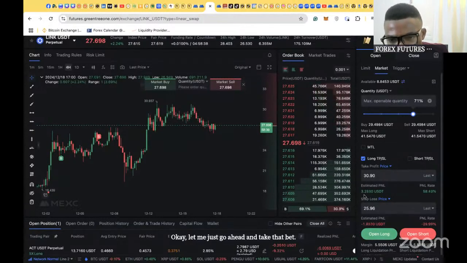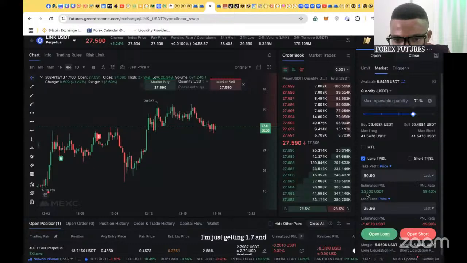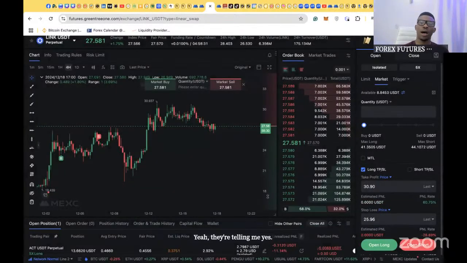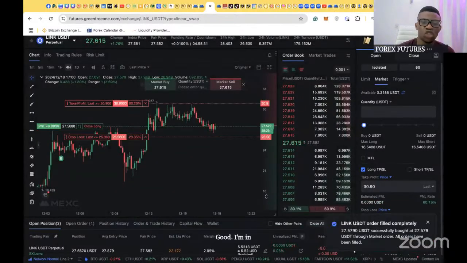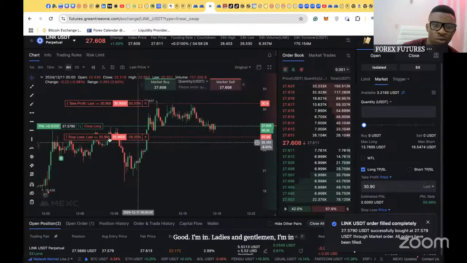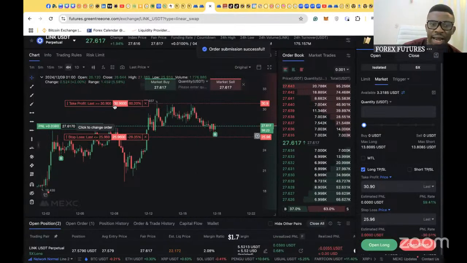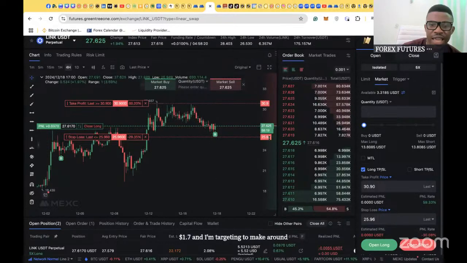I'm risking 1.7 and I am going to make a profit of 3.2 if the trade works. So I'll execute and see. Yeah, they're telling me yes. Good, I'm in. Ladies and gentlemen, I'm in on this other account. I'm risking $1.7 and I'm targeting to make around 3 point something dollars if this trade works.